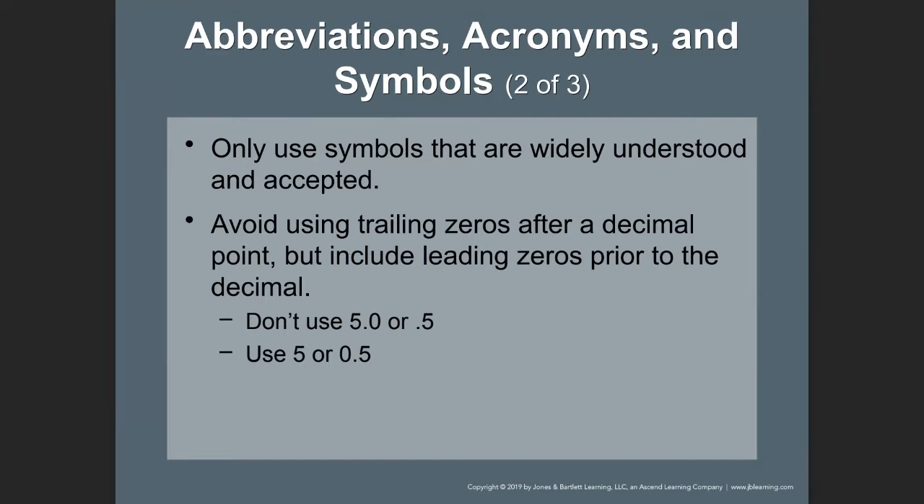So if it's 5, you just put the 5, you don't need to put a point. If it is 0.5, then a 0 must be before it. So it should be written as 0.5. Very important.